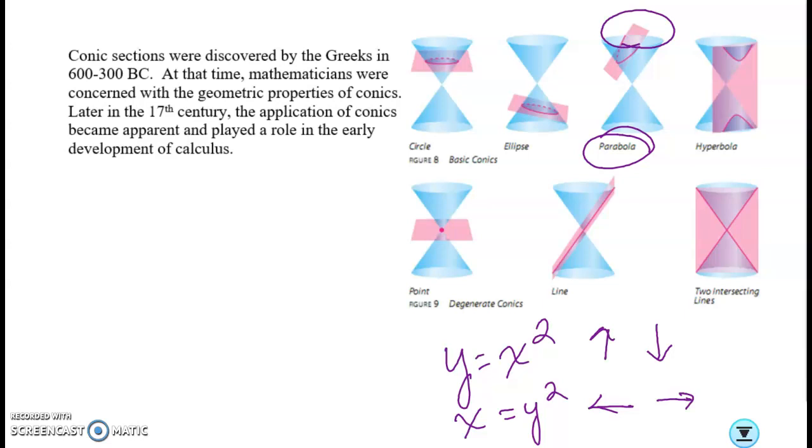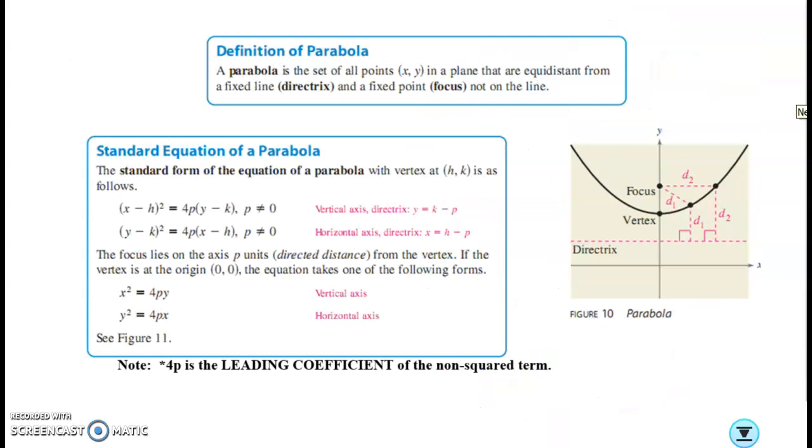Definition of a parabola. A parabola is the set of all points (x, y) in a plane that are equal distance from a fixed line called the directrix and a fixed point called the focus. That is not a line, it's a point, not on the line. So you can see here we have two vocabulary words that we've never discussed before when talking about a parabola.